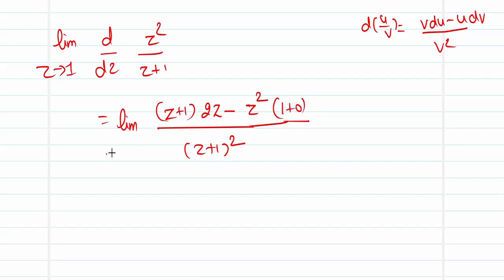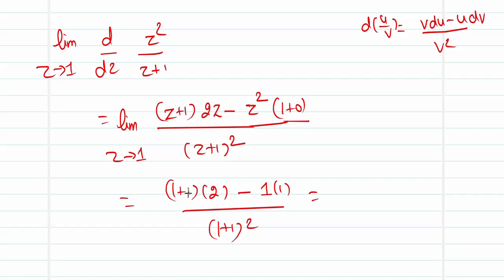So this is going to be my derivative. Now allow limit z tending to 1 in this quantity. I will have 1 plus 1 into 2 times 1 minus z square, which is going to be 1, into 1, divided by 1 plus 1 the whole square. So 1 plus 1 is 2, 2 into 2 makes it 4, 4 minus 1, divided by 1 plus 1 is 2, 2 square makes it 4. So I have 4 minus 1, which is going to be 3, divided by 4. So the value of the residue at the second point is going to be equal to 3 by 4.